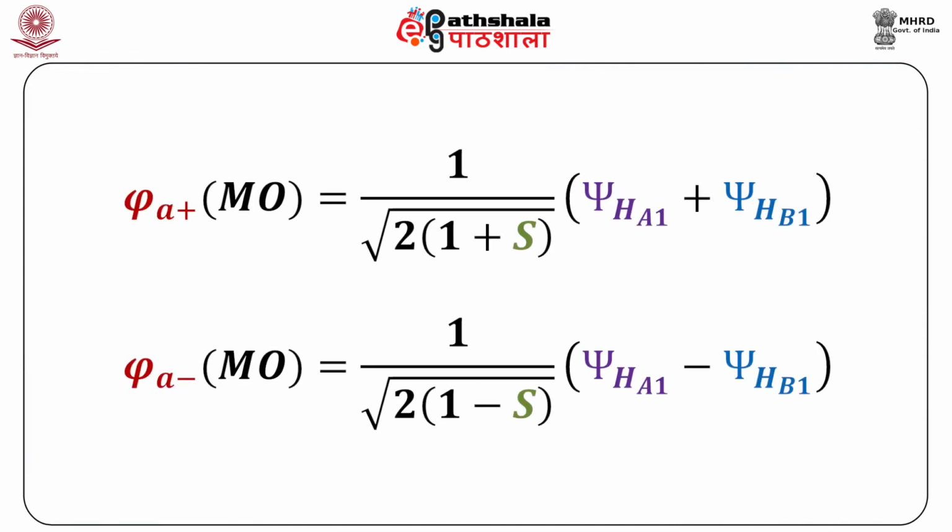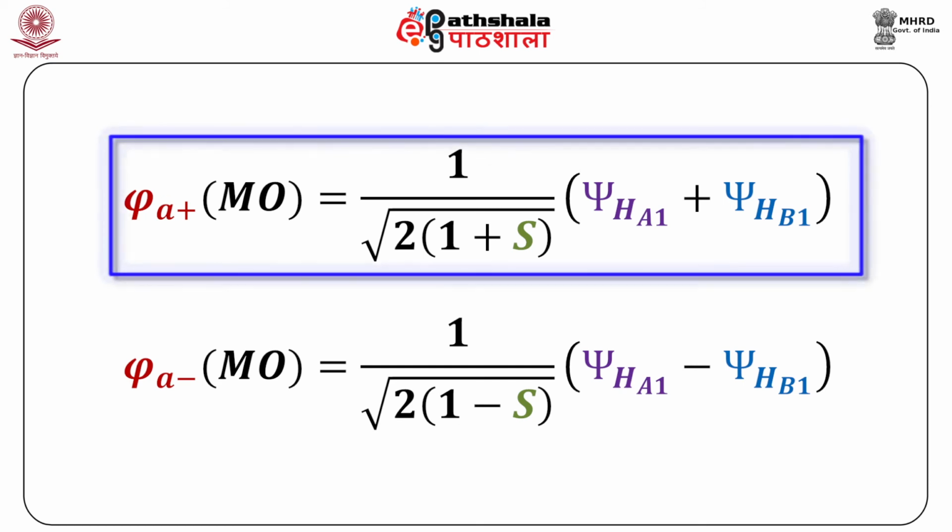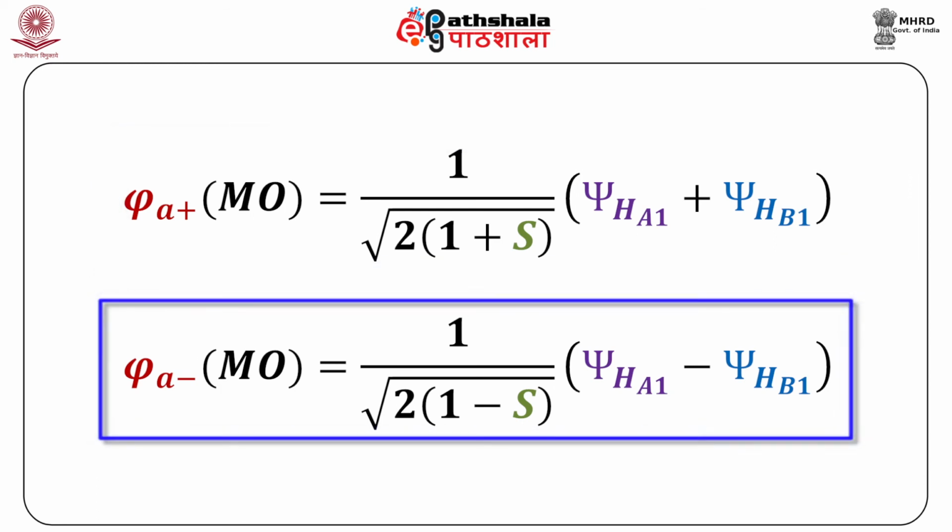And therefore one notices that our two molecular orbitals become, as you can see here, phi A plus, the molecular orbital given by 1 upon the square root of 2 into 1 plus S, times psi Ha1 plus psi Hb1. This corresponds to the bonding molecular orbital. And the other is phi A minus, the anti-bonding molecular orbital, given by 1 upon the square root of 2 into 1 minus S, times psi Ha1 minus psi Hb1.